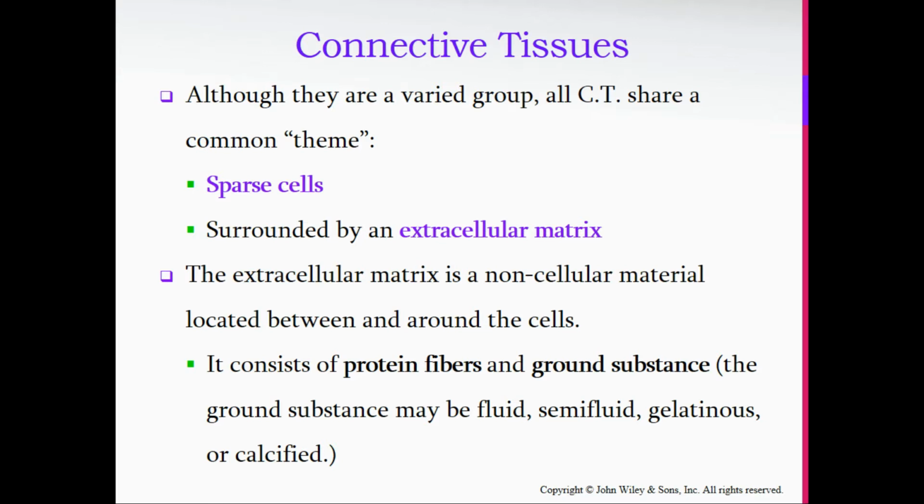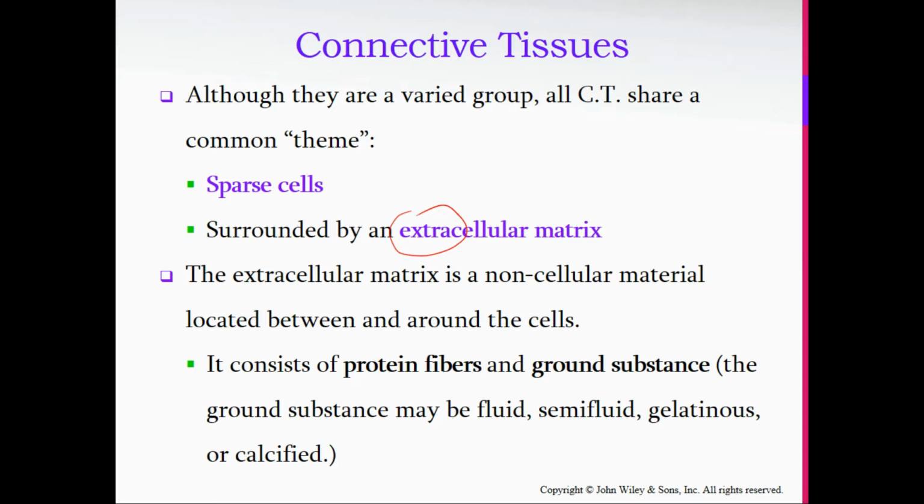Although they are a varied group, all connective tissues share a common theme. And that theme is, number one, they have sparse cells, which means the cells are spread out. The cells are not jam-packed up against each other the way they are in epithelial tissue. There's a lot of space between them. And that space that separates those cells is the extracellular matrix. Extra, of course, means outside of the cell. So this is stuff found not within the cell membrane.